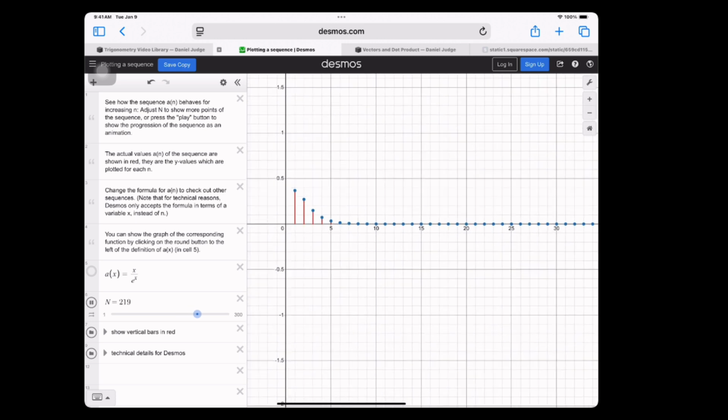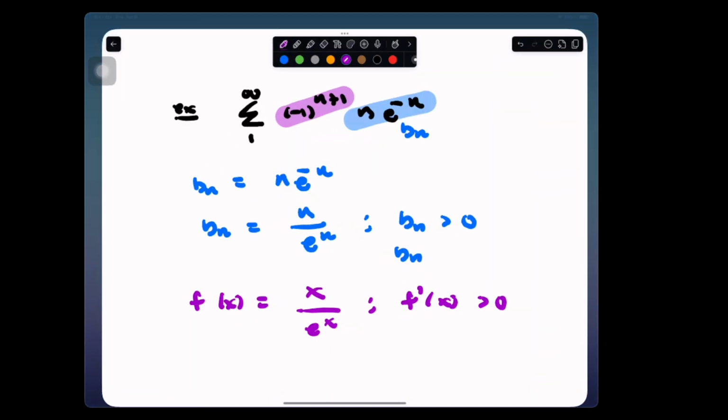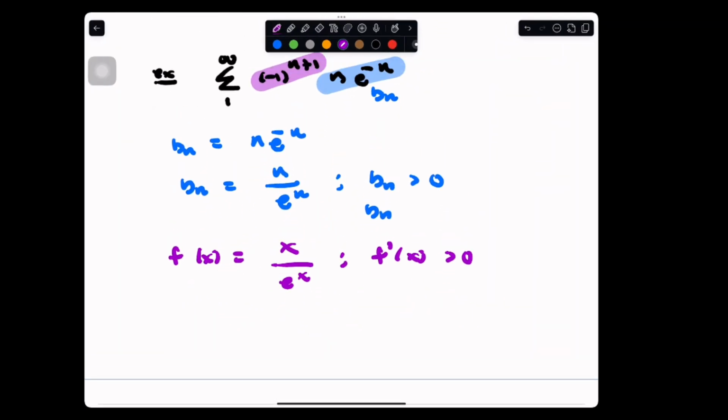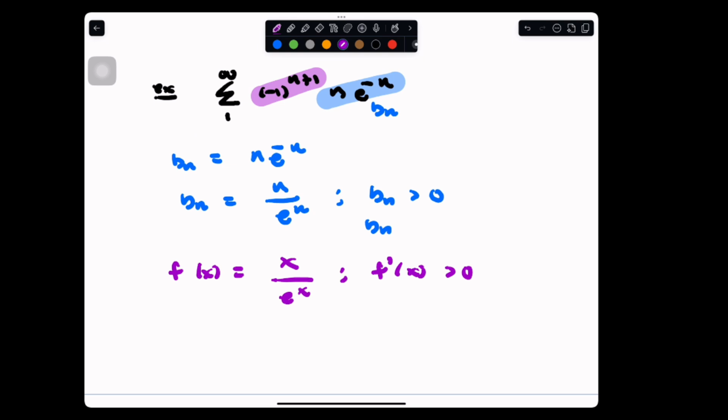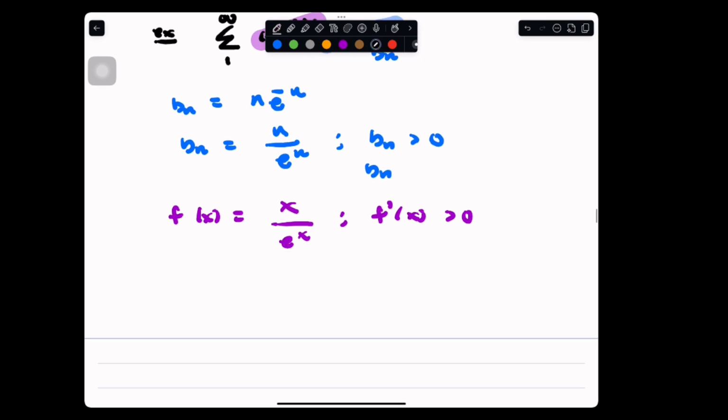What do you guys see? Isn't it decreasing? All right. Then what should we do? Then we could look at the limit now. Is that right? What's the limit?